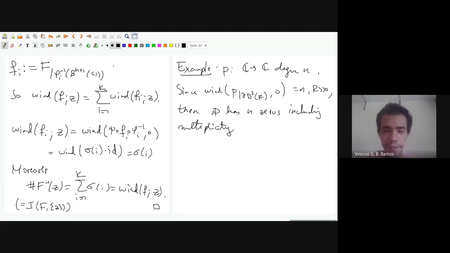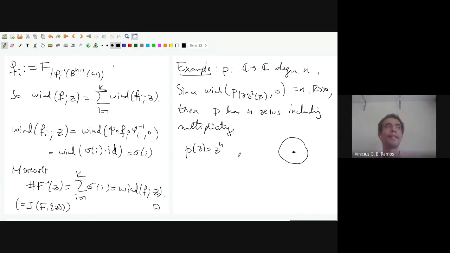Okay, so the idea is, say you have the simplest polynomial P of z, which is z to the n. Then in this example, I'm claiming that for any positive radius, you have exactly n zeros. But you're like, well, there's only one number that is a 0, which is the number 0. But that's because, in this case, 0 is not a regular value.